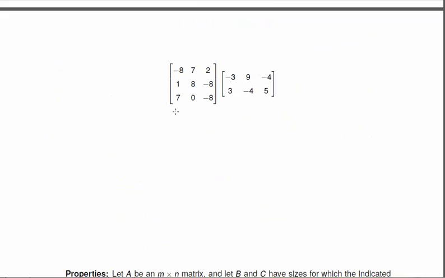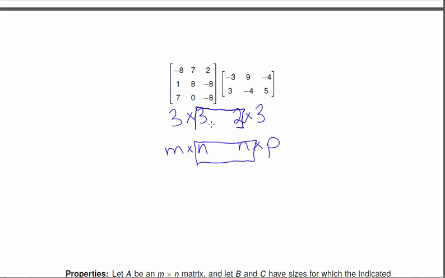So this is a 3 by 3 times a 2 by 3. In my definition of matrix multiplication, I said that the first one should be m by n, and the second one n by p. So this is very important because these two inner numbers should be the same. The fact that they're not here means that this is undefined.